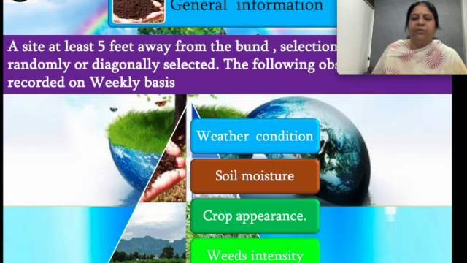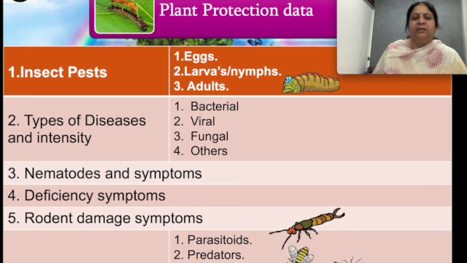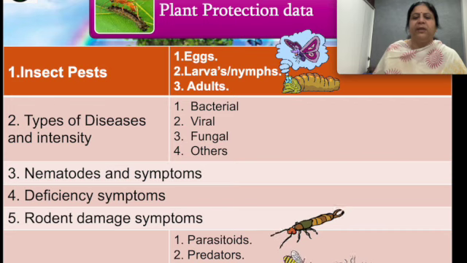Soil moisture is to be observed. Crop appearance is to be observed. Weed intensity is to be observed and noted down. Then plant protection data is to be collected, like insect pests, eggs, larvae, nymphs, adults, symptoms. Everything is to be noted regarding the insect pests on the selected 20 plants.